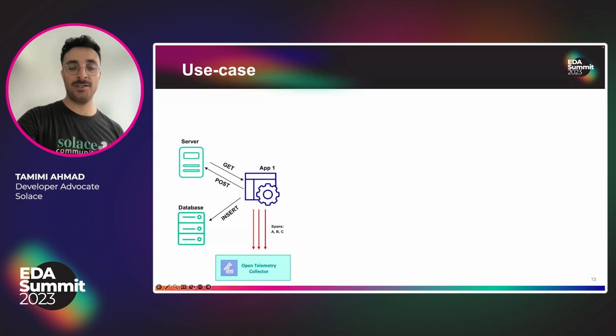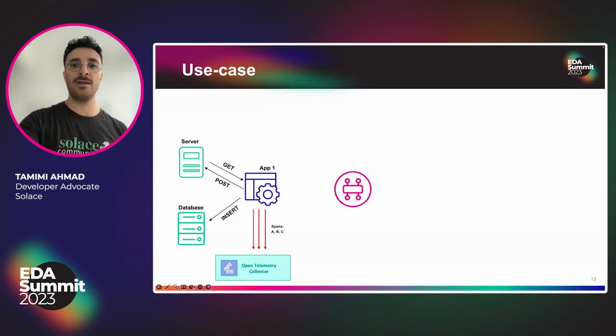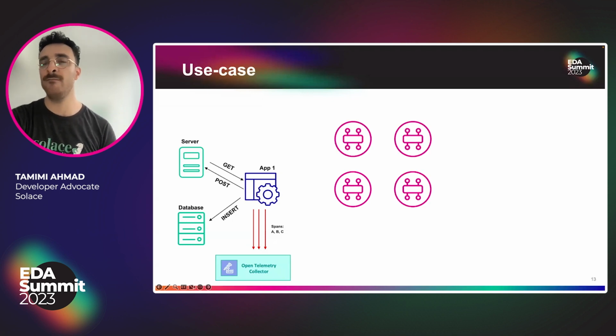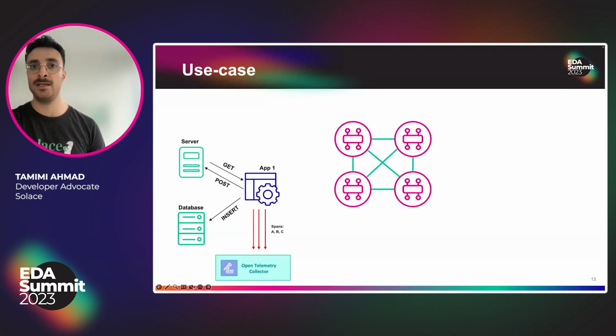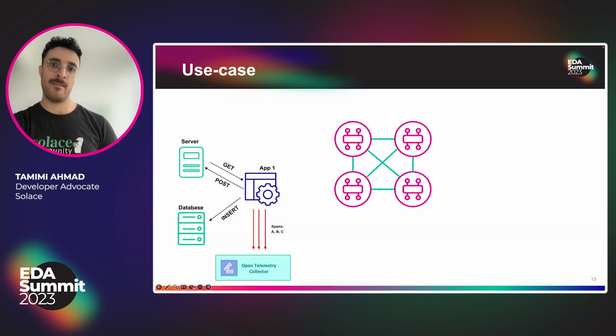Okay, so far, so good. Let's expand this use case and introduce event brokers into the mix. Say that you have a message broker, and this message broker is also connected in an event mesh where you have multiple event brokers, and they're all connected together in an event mesh.